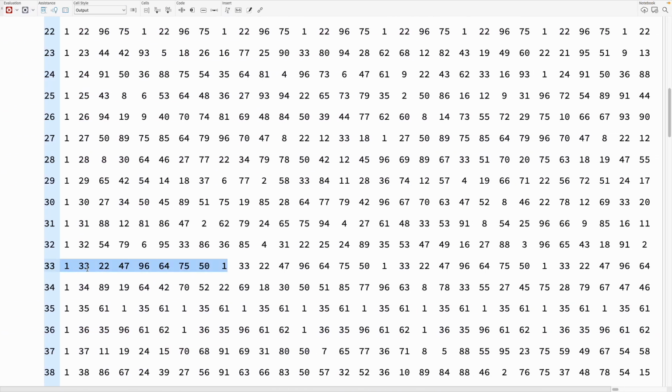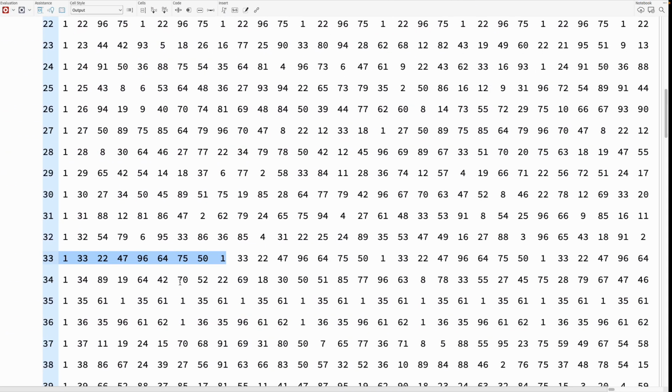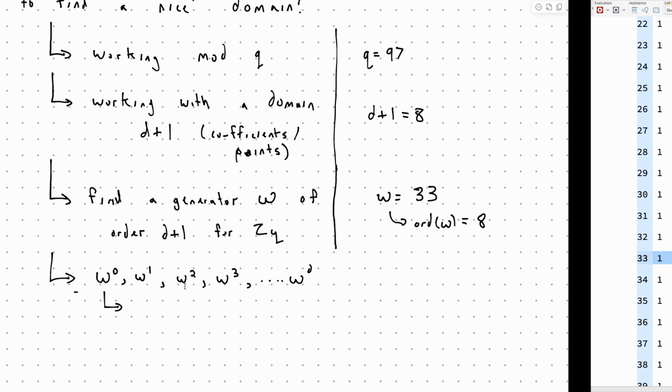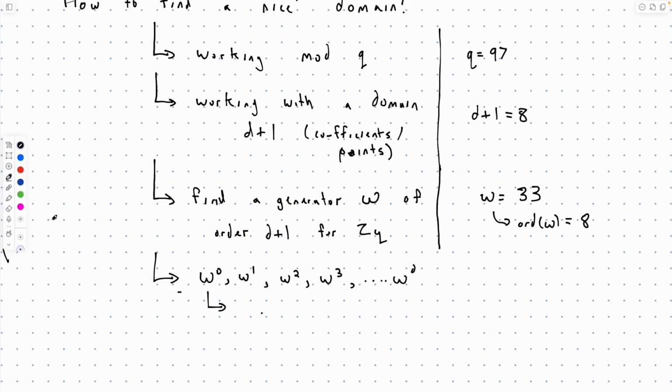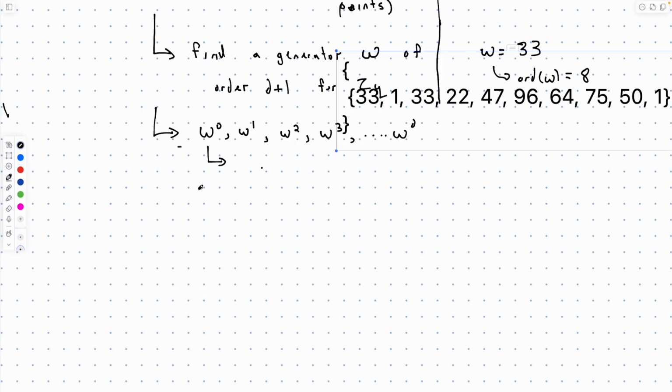And so what that group will look like is going to be 1, 33, 22, 47. Let's see if I can just copy and paste that. I'll just copy it and then I'll delete that because it's kind of in the way. 1, 33, 22, 47, 96, 64, 75, 50.